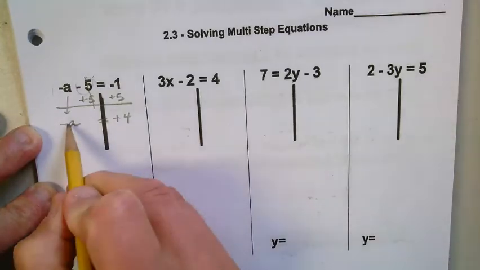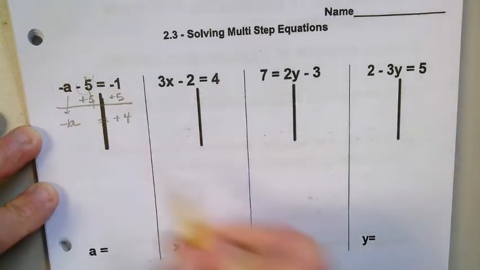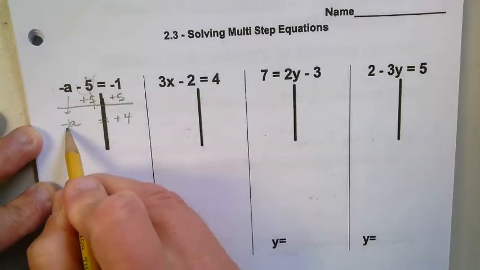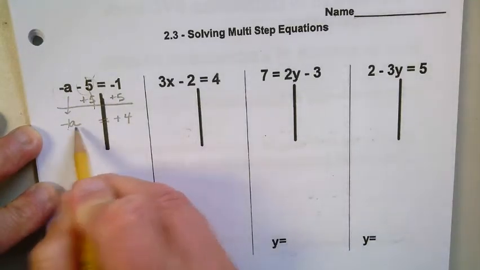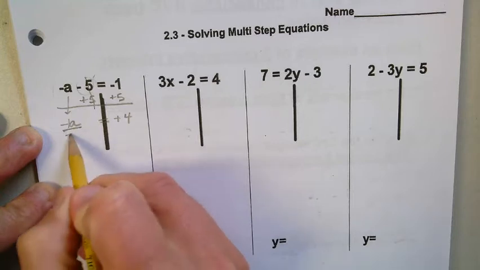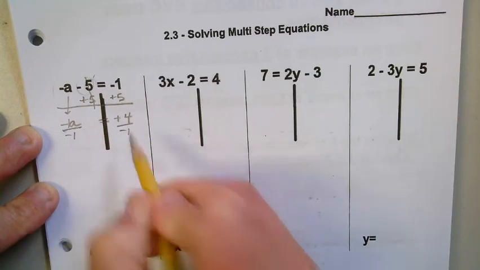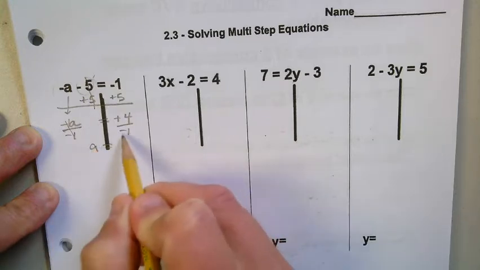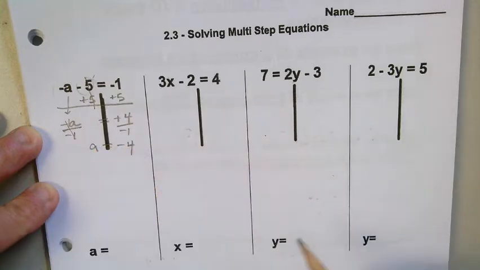Now from there, this is actually a negative 1a. If you want to put that negative 1 in there, you can. But this is negative 1 times a. How do we undo multiplication? We're going to divide by negative 1. So in the end, we're left with just a is equal to negative 4, okay?